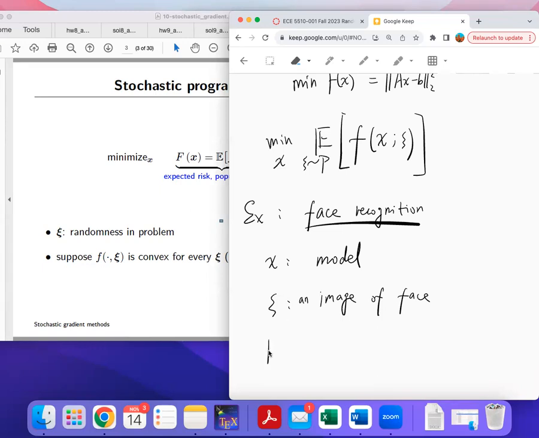So this P is the underlying distribution of C, right? We talk about human faces. There's always an underlying distribution, and it's clearly different from the distribution of cats or dogs. They look very different.